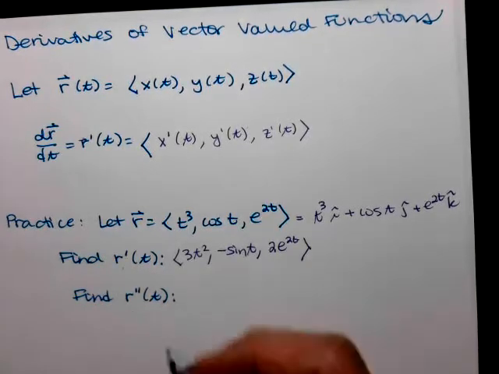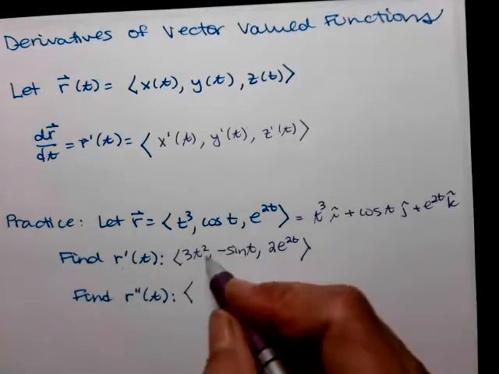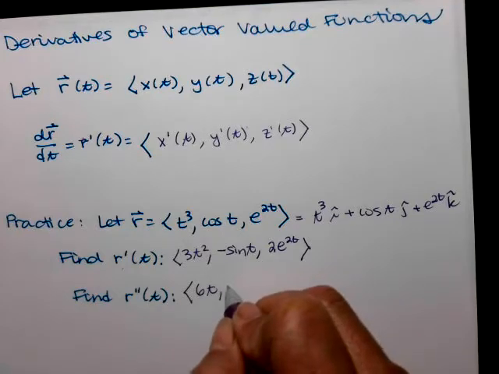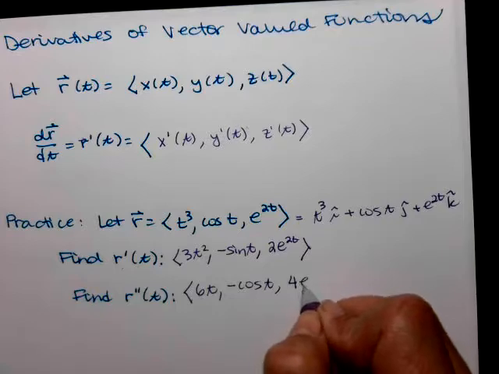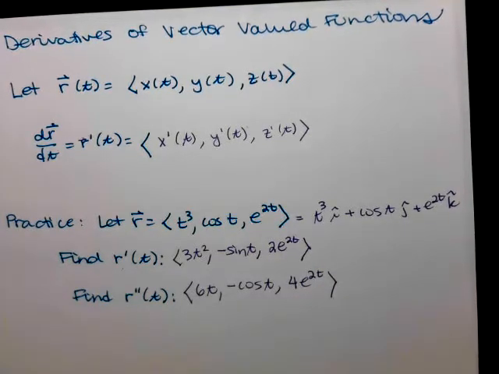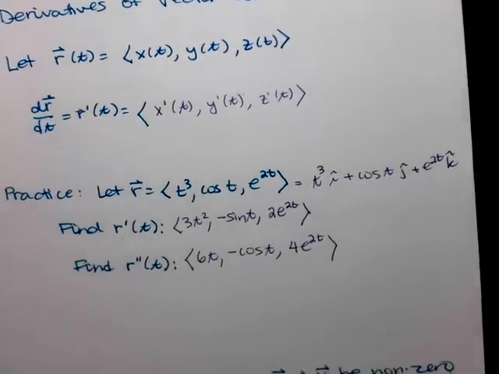Now we can find a second derivative. Exactly, we just take the derivative of the first derivative. So we'll get 6t, the derivative of negative sine is negative cosine t, and then bring down another 2, so 4e to the 2t.